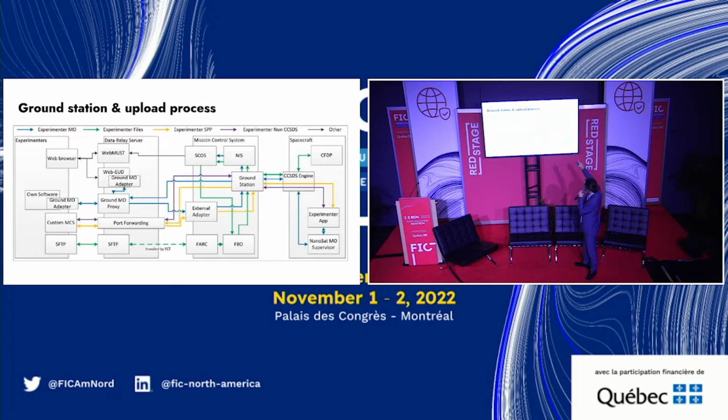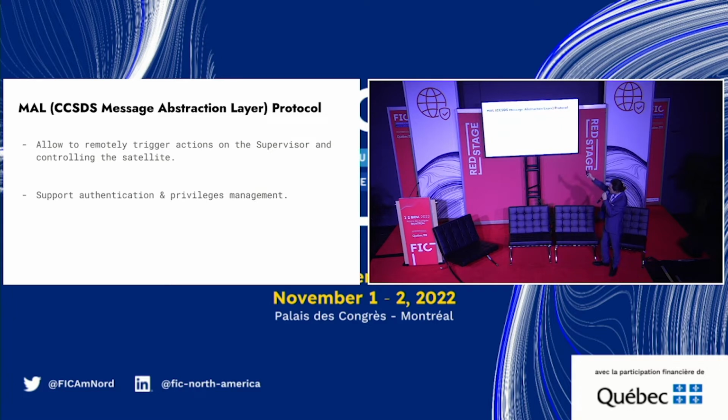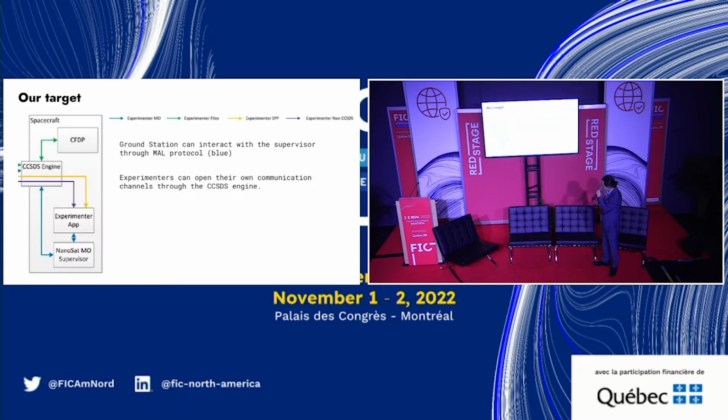Of all the arrows you can see, the green ones are files that can be uploaded, the process of sending files from the experimenter to the spacecraft. This doesn't really interest us, since it involves admin privileges. The yellow and purple ones are not very interesting either. The only one that really interests me in this presentation is the blue one, the MO one. MO is the name of the service that controls the NanoSat MO Supervisor of the satellite, which is the core software that runs on top of Linux and manages the applications. This MO service interacts through a protocol called MAL, the Message Abstraction Layer protocol, and allows remotely uploading applications and interacting with the supervisor, supporting authentication and privilege management. So this is our target.